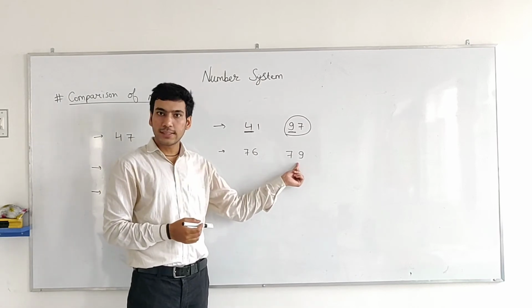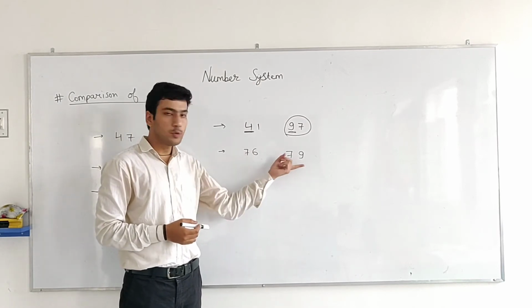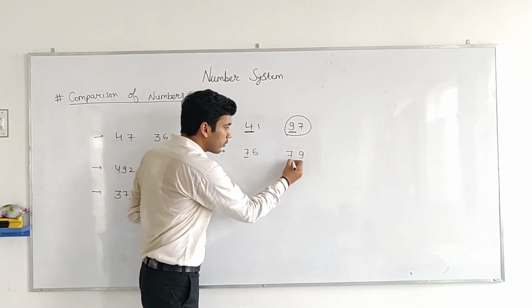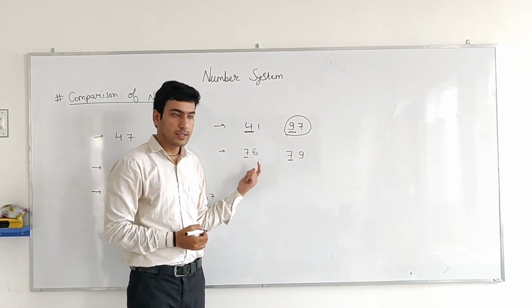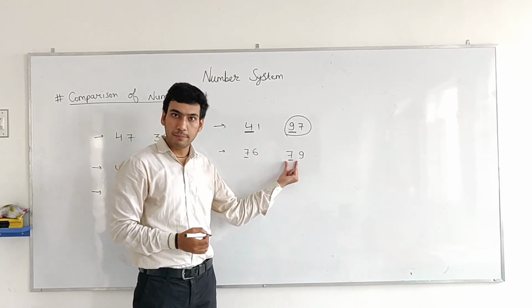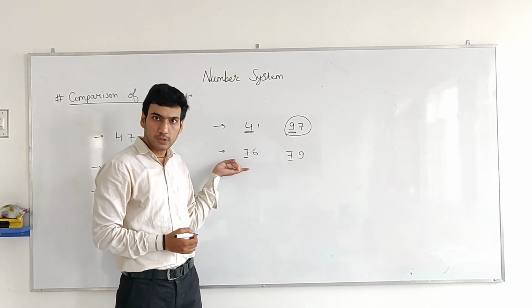These are also 2-digit numbers. Now you have to start the comparison from the leftmost side. This is the leftmost side of these two numbers. If you compare, these two numbers are the same. There is also 7 and there is also 7.